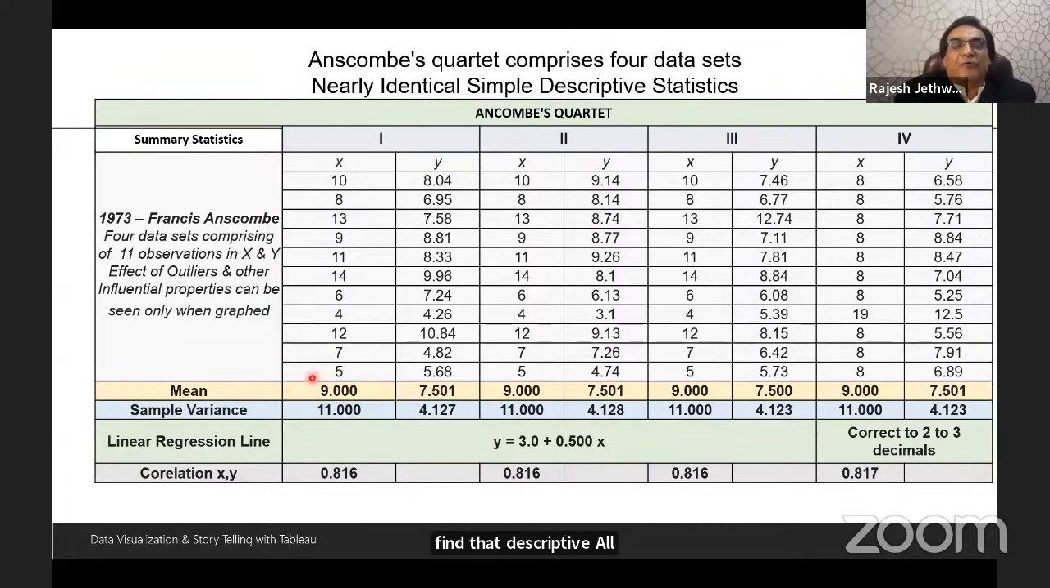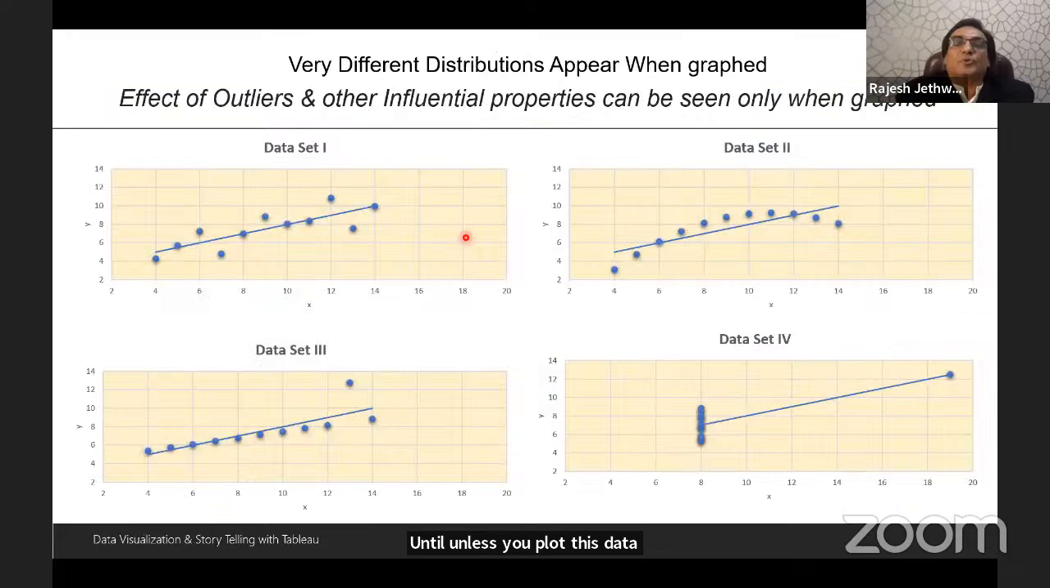You can find the mean of X values, that is 9, in all the cases. So when you see the data, you can think that all these data are similar and identical. But it's not so until and unless you plot this data graphically. Once you plot this data graphically, you can find that all these four data sets are entirely different.